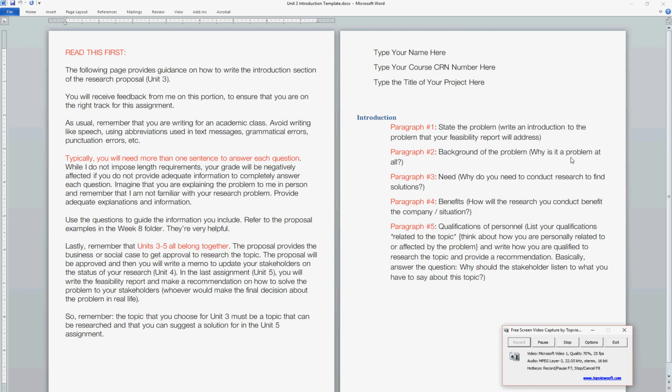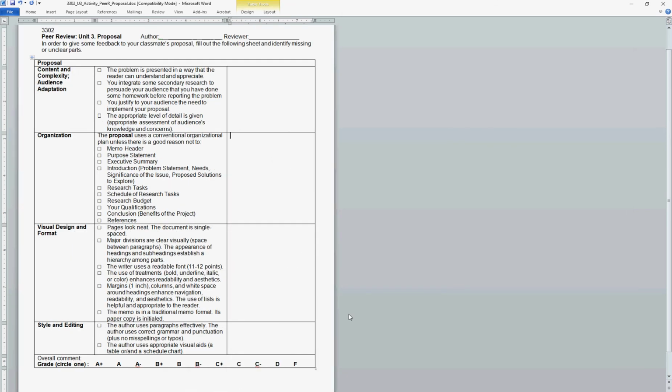I hope that helps. So like it says here, basically just answer the question, why should the stakeholder listen to what you have to say about this topic? Okay, so those are the 5 paragraphs, and we're going to switch over to the other document here very quickly, and I'll go over this.